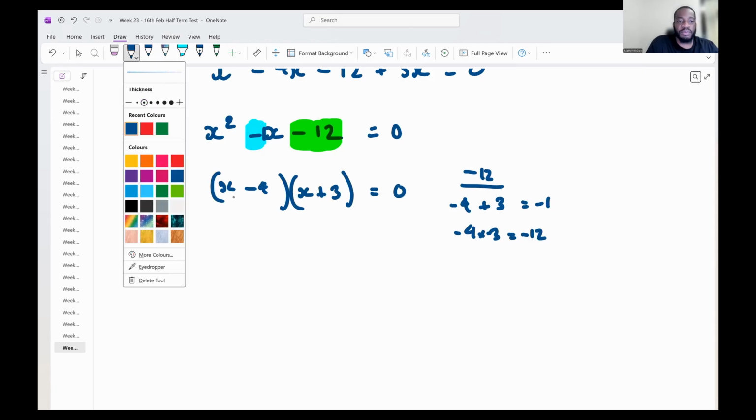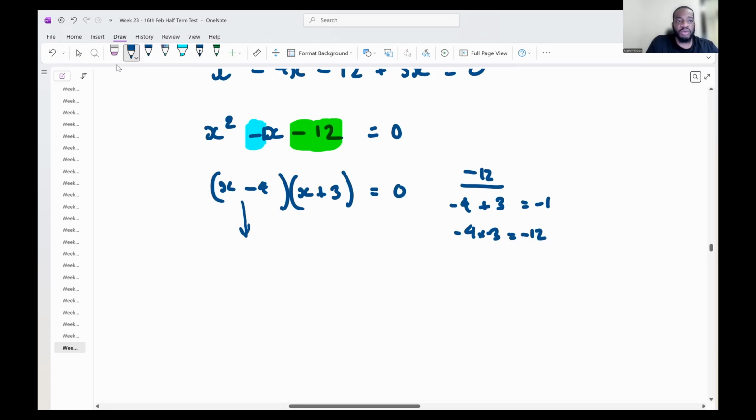Now, quick tip: if there's no number in front of the x terms here, then x is just going to literally equal the opposite of that number, like that. And that will equal minus 3.